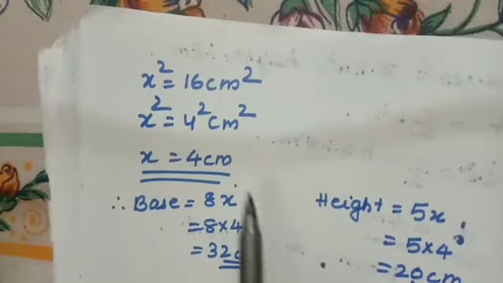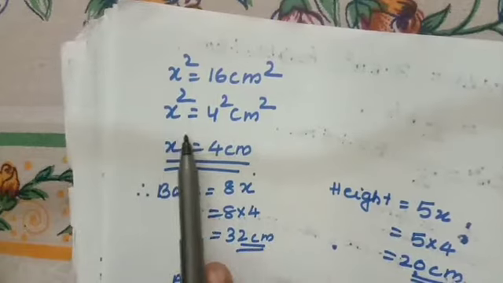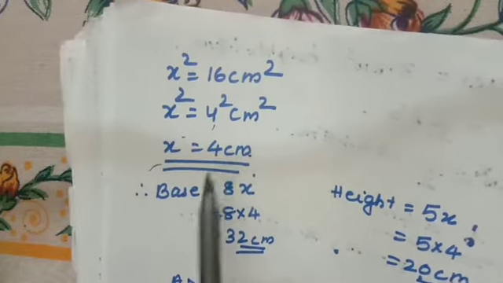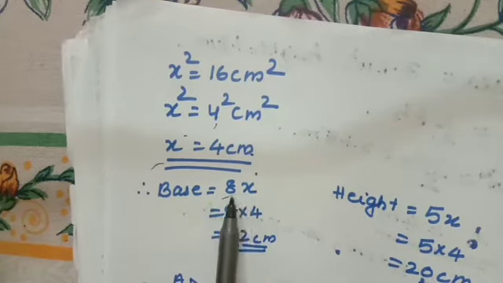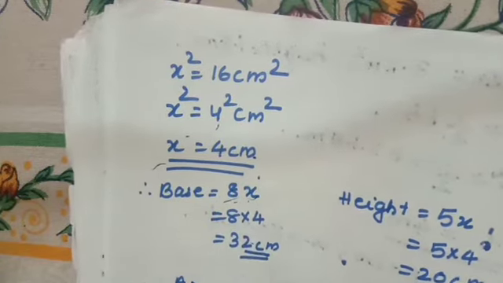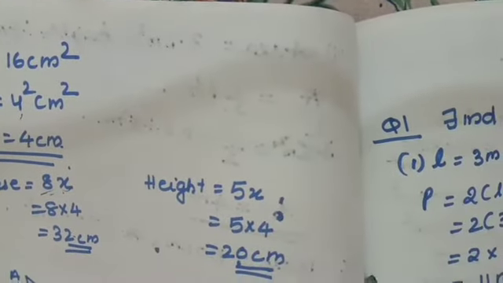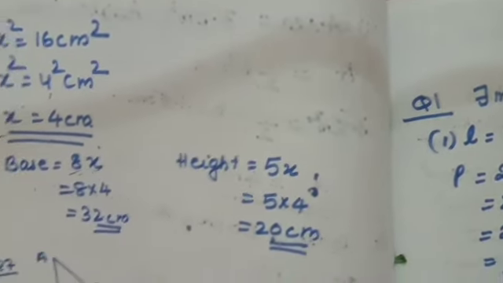After cutting, you will get x square equal to 16 centimeter. X square equal to 16 meaning 4 square, cut it, x equal to 4 centimeter. Base 8x, in place of x you put the value, then you will get 32 centimeter. Here 5x, put the value, you will get 20 centimeter.